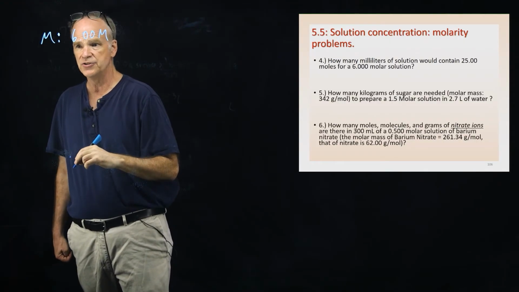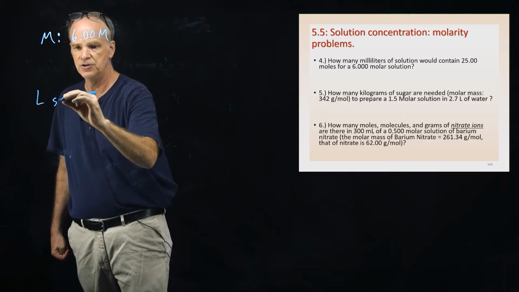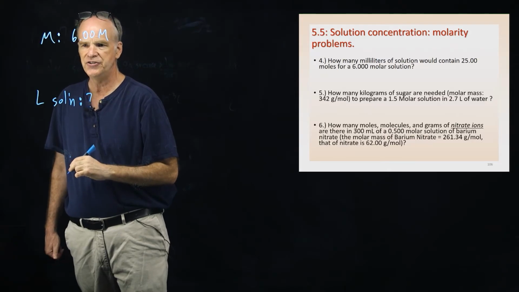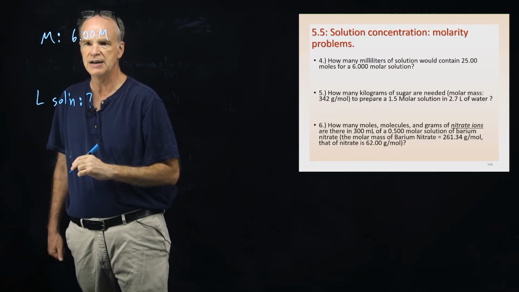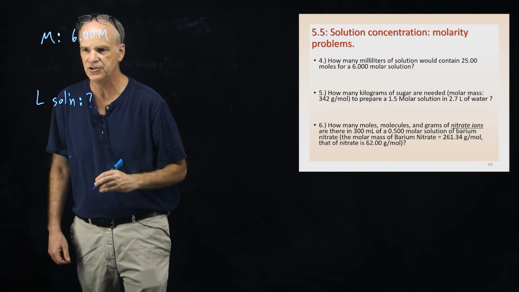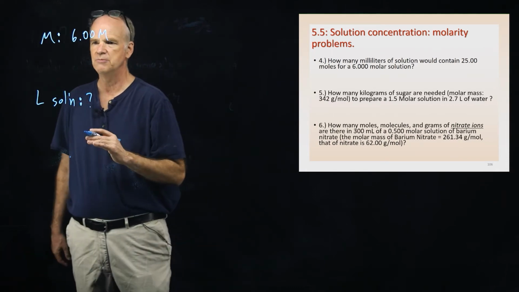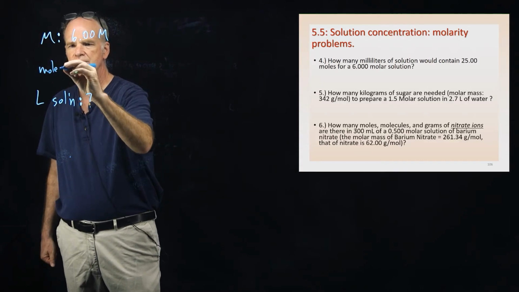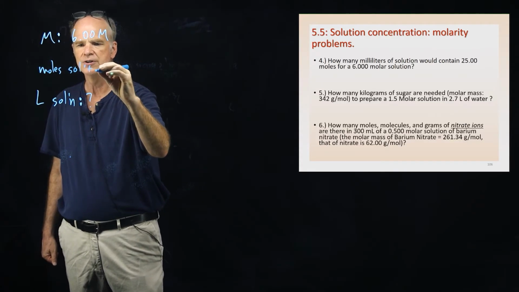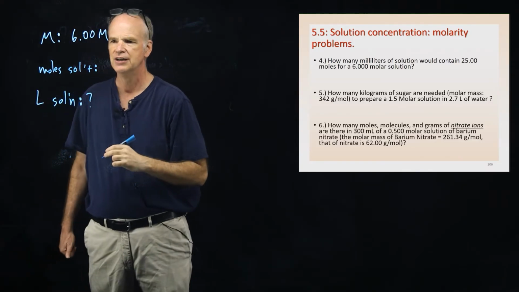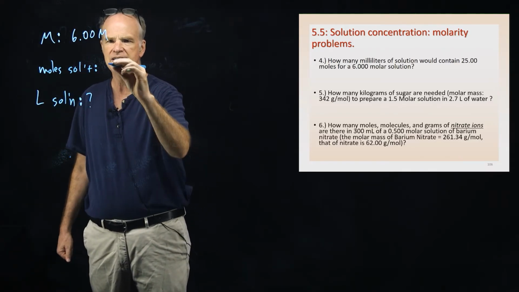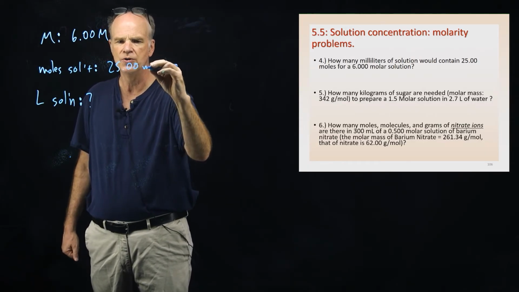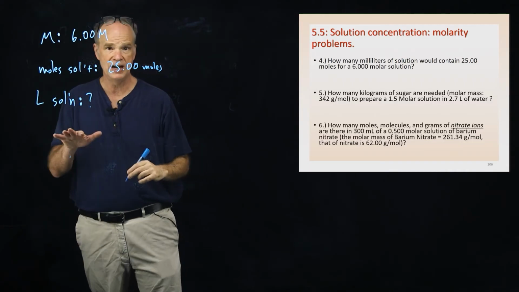How many milliliters? It looks like we're going to try to find volume. So that is our unknown. And then let's see, how many kilograms of sugar, or excuse me, my mistake. Oh, okay, nope, I'm good. 25 moles. Okay, moles of solute. Little brain fart there. Okay, moles of solute is going to be 25.00 moles. Okay, so we're trying to find liters of solution.